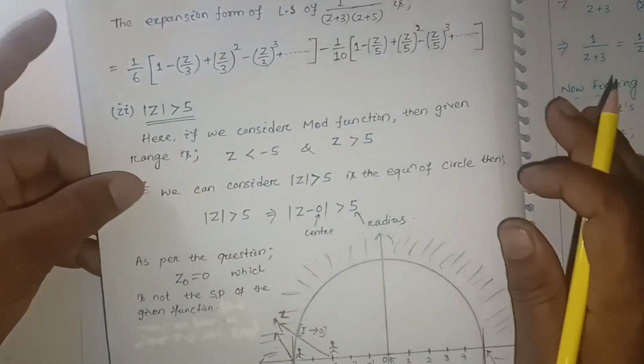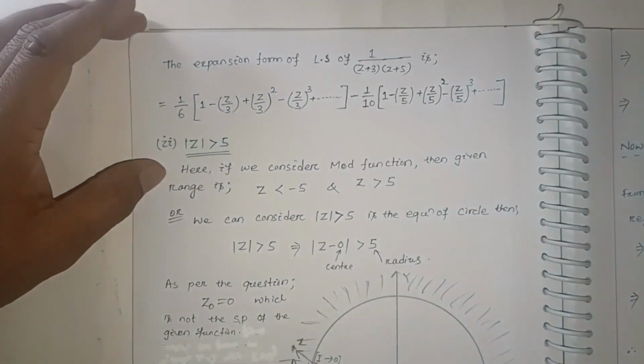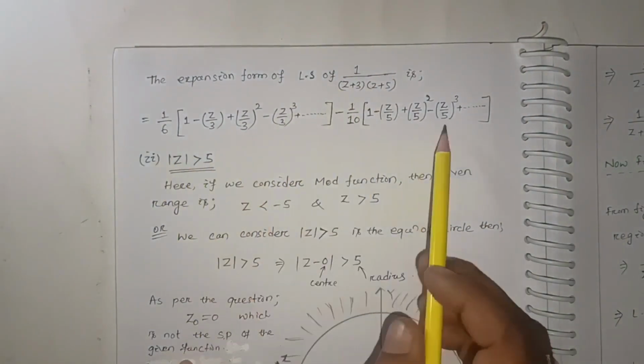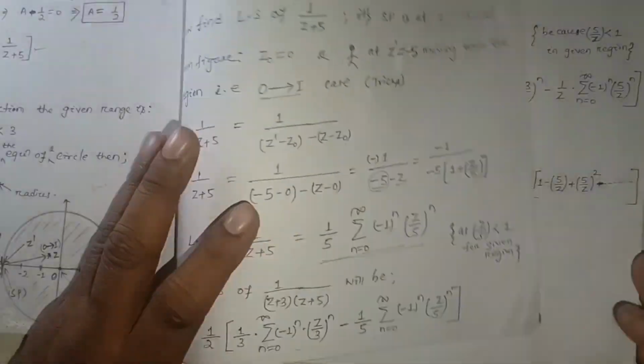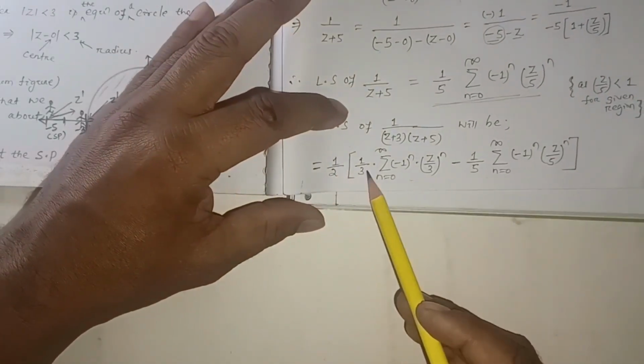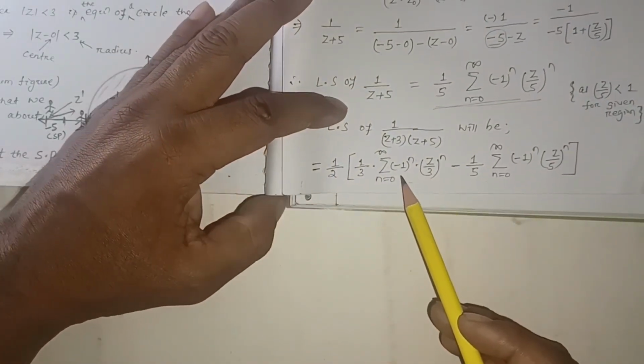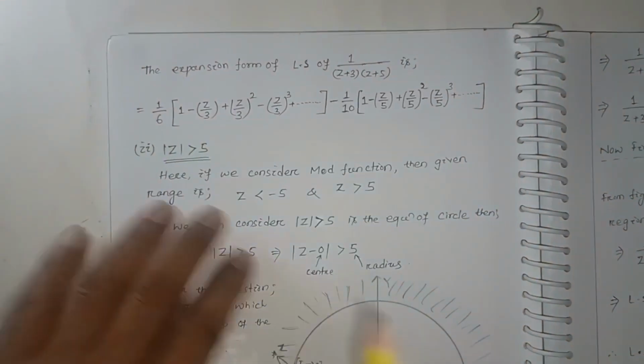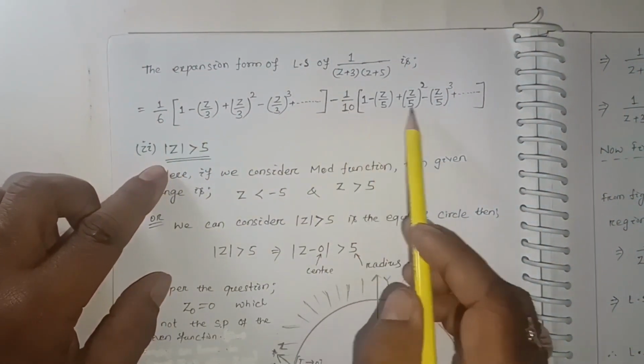So if you write the Laurent series of this function in expansion form, then here you can see 1 by 2 is already there, times 1 by 3, gives 1 by 6, and you just open this expansion. Here 1 by 2 into 1 by 5 means 1 by 10. So 1 by 6 this series, minus 1 by 10 this series.